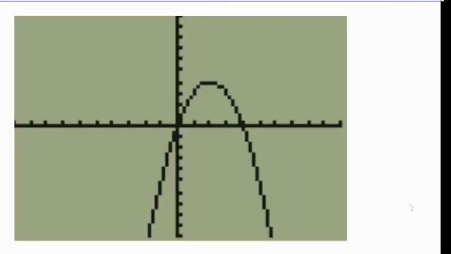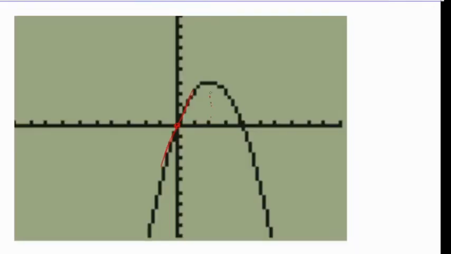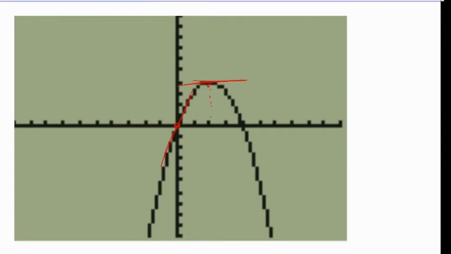Okay, so here is a graph of our function, and we see that at x equals 0, that looks like the tangent slope at x equals 0. And at x equals 0, we had a slope of 4. Next, we want to look at x equals 2. So 1, 2. It looks like we get a slope of 0, a horizontal line. And we see that's what we got. And now at x equals 3, we expect a negative 2 slope. So 1, 2, 3. We have a line that goes down, so approximately a negative 2 slope.